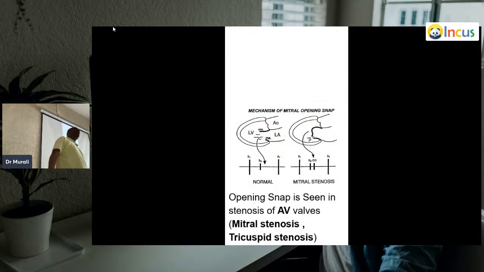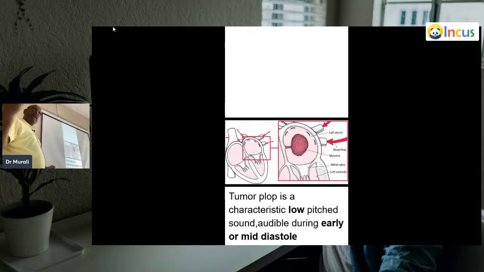So, where do you see an opening snap? Whenever the AV valves are stenotic, like in mitral stenosis or tricuspid stenosis. Then how do you describe a tumor plop? Tumor plop is a low pitched sound. That means it is low pitch, high amplitude, so you have to listen with the bell. Opening snap is heard with the diaphragm.